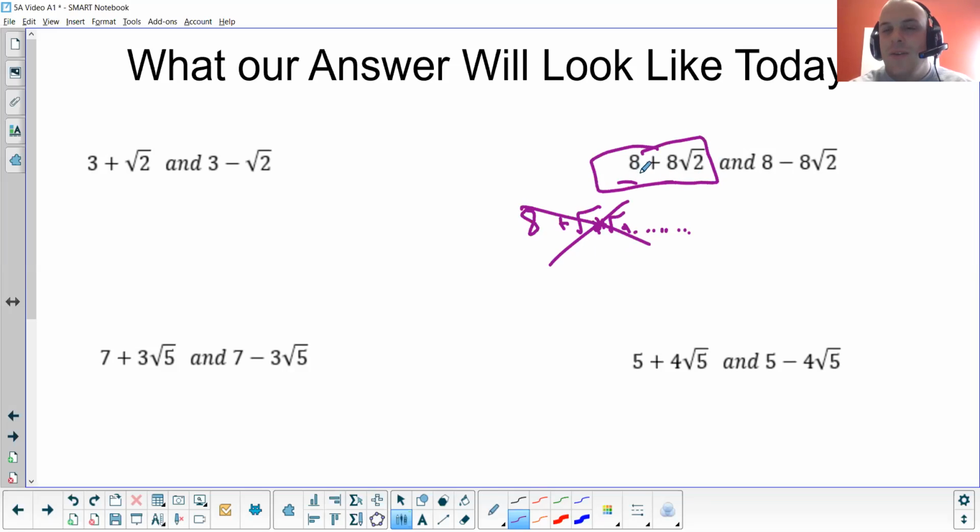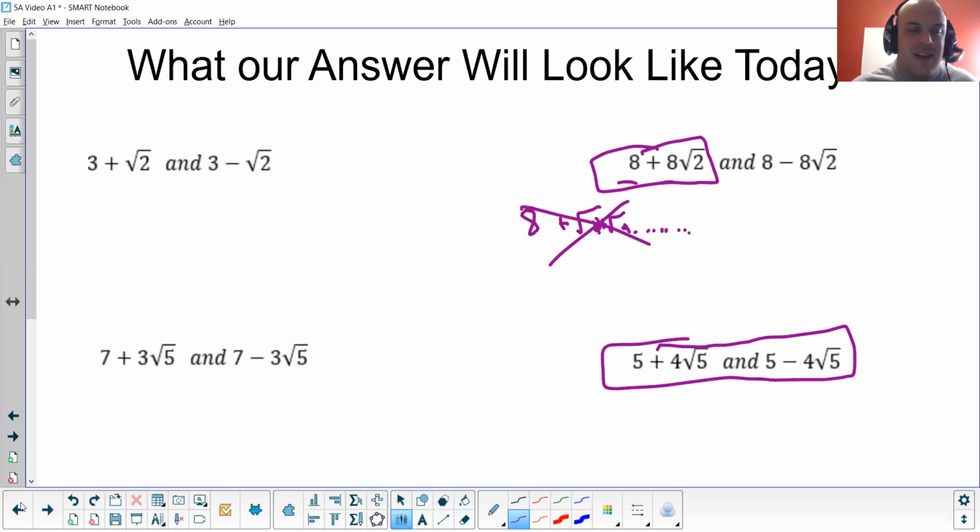No matter what, the only way you can combine things is if you have the same roots with them. Same idea here, 5 plus 4 square roots of 5 and 5 minus 4 square roots of 5. This is a 5, and yeah, that's a 5, but this is a square root of 5. You can only combine square roots of 5 with square roots of 5. That's why we leave these separated. So now, let's get into solving.